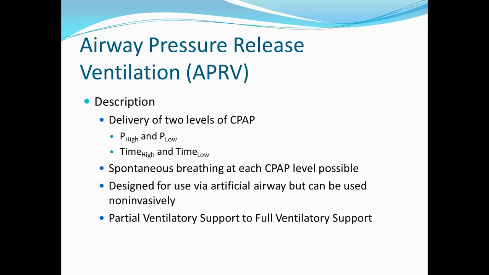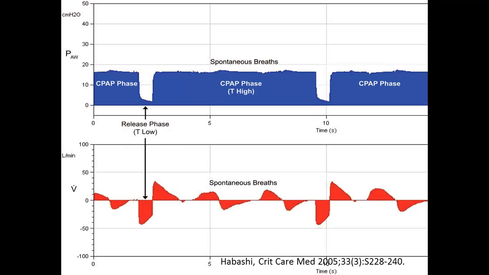Because a patient's breathing spontaneously, it provides partial ventilatory support. However, it can also be used for patients that are either heavily sedated, anesthetized, or even paralyzed. Some people believe in using neuromuscular blockade during the first 24 to 48 hours of ARDS or the first 24 to 48 hours of APRV.